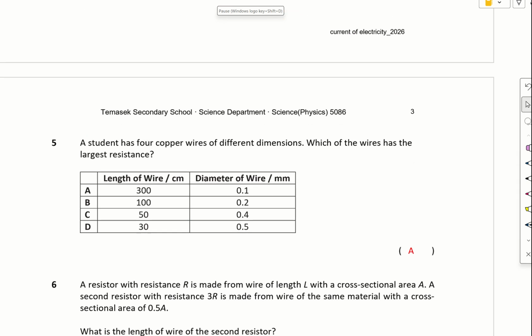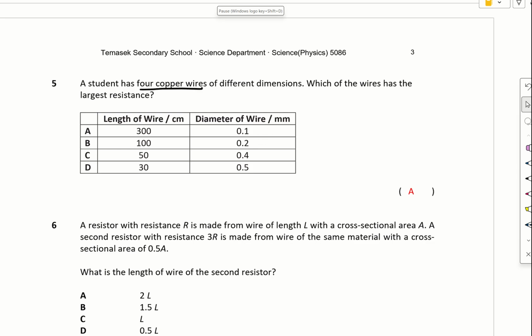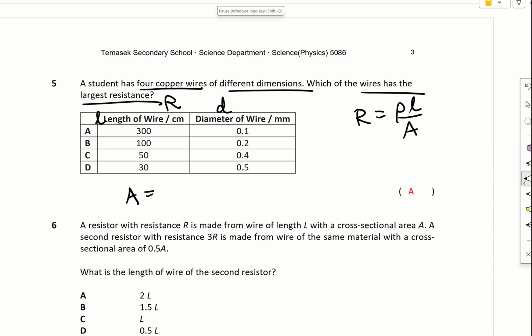Okay, let's move on. Question 5. A student has 4 copper wires of different dimensions. Which of the wires has the largest resistance? So this is R, right? So we are looking at R equals rho L over A. Okay, so we have our length over here, but over here we are given diameter. So where is our area, cross-sectional area? Do take note that area equals pi r squared, or pi, if I want to put it in diameter, it is d over 2, because radius is d over 2, and don't forget the square.